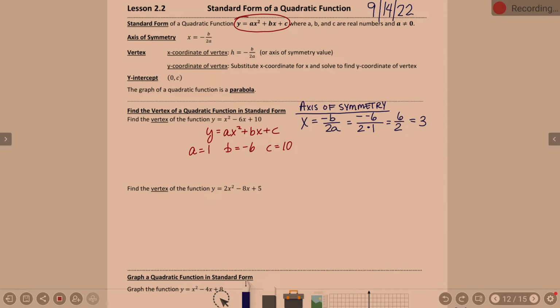So my axis of symmetry is not just 3, though. X equals 3. Focus. Now, that tells me where my parabola is going to be centered.